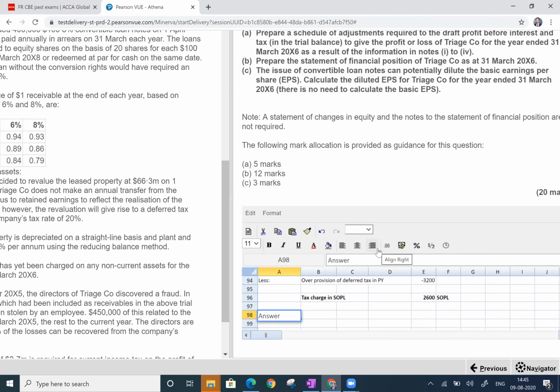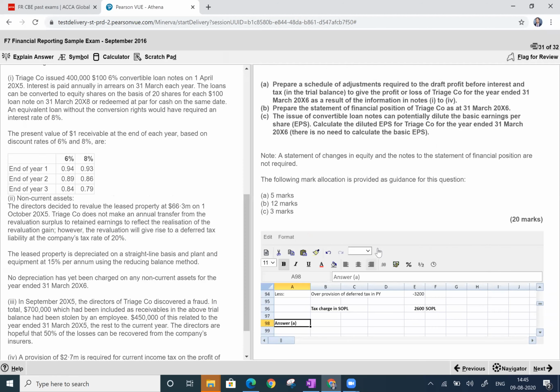Answer A. Starting with the answer, what have they asked us to prepare? They've asked us to prepare a schedule of adjustments required to draft. So just say schedule of adjustments. It's the same as yesterday's question. You calculate, you adjust it. So dollar, thousands, bold, and centered.